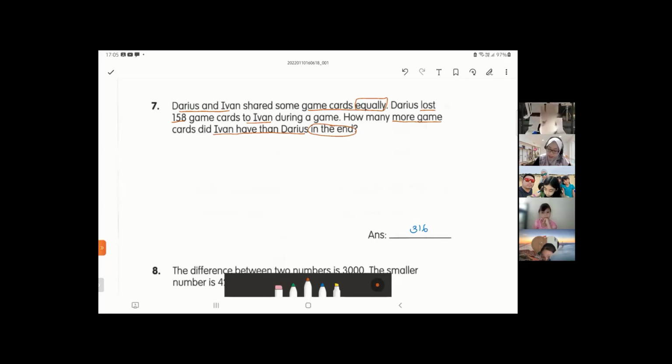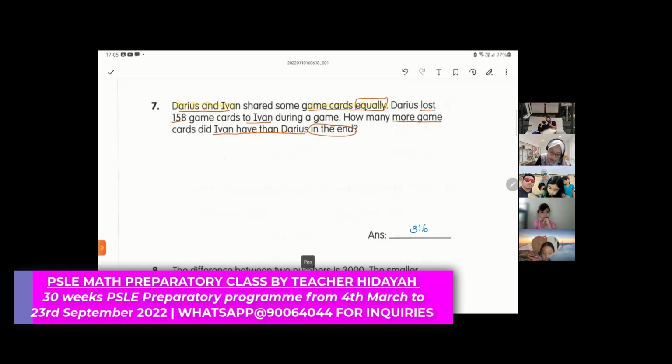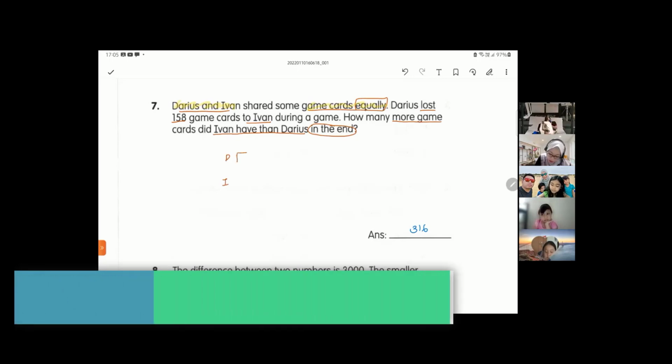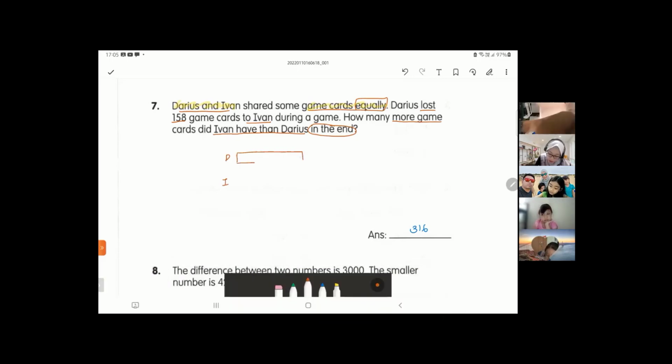So before I can start on that, I draw a model which tells me that they have an equal number at the first place, right? So Darius and Ivan, I draw that one first, okay? The Darius and Ivan models will be the same because they have an equal number of game cards at first, like this. Then what happened? Darius lost 158 game cards to who?